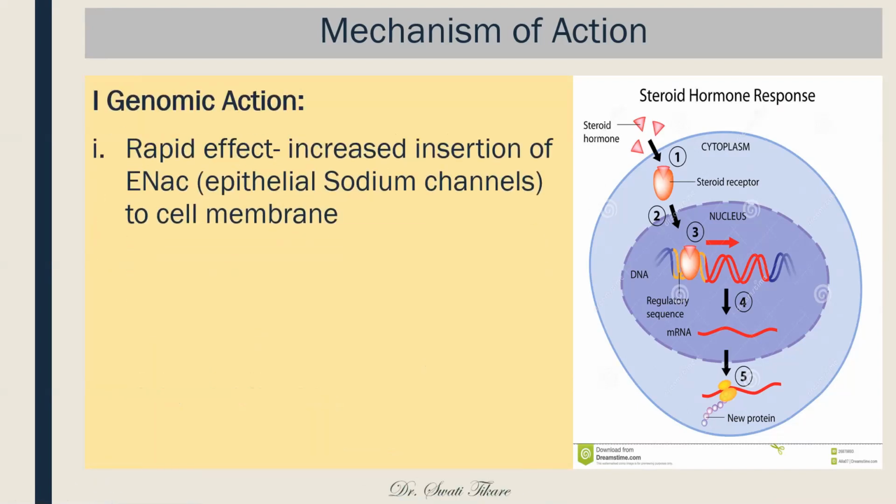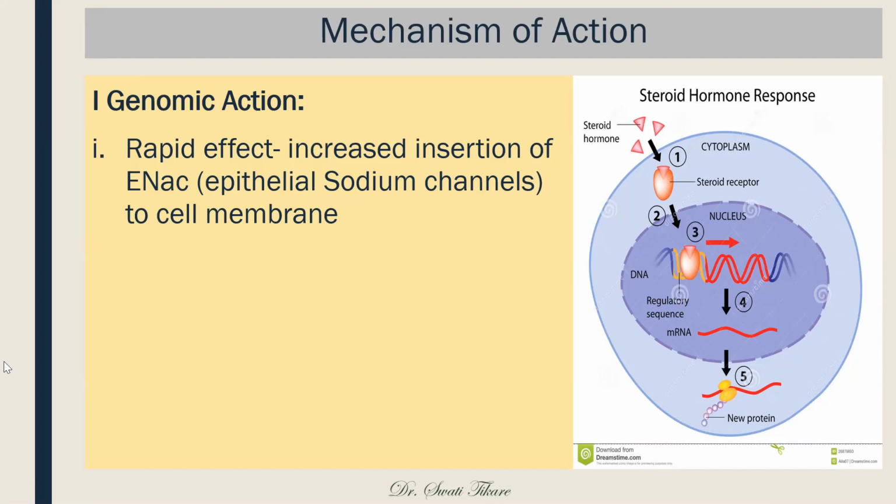So this genomic action of the aldosterone is basically happening in two ways. One is the rapid effect, and the other is the slow effect. Okay, so you remember that aldosterone's basic action is on mineral metabolism, or maintenance of the mineral levels in the plasma. It causes reabsorption of sodium in the kidney. We will see the details later.